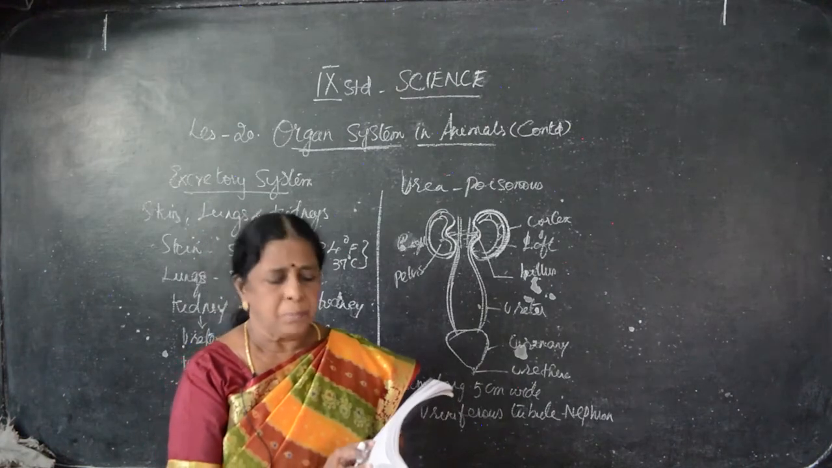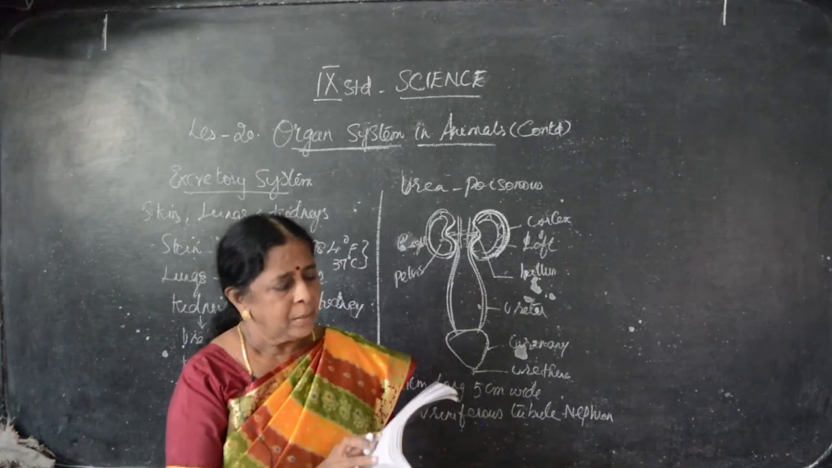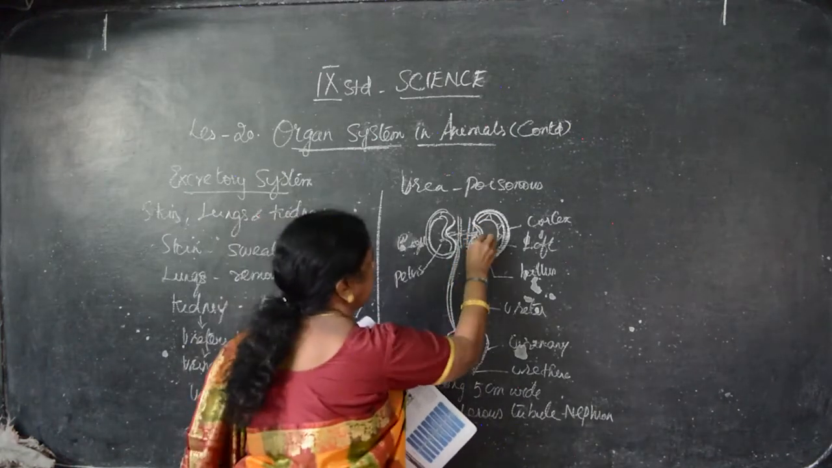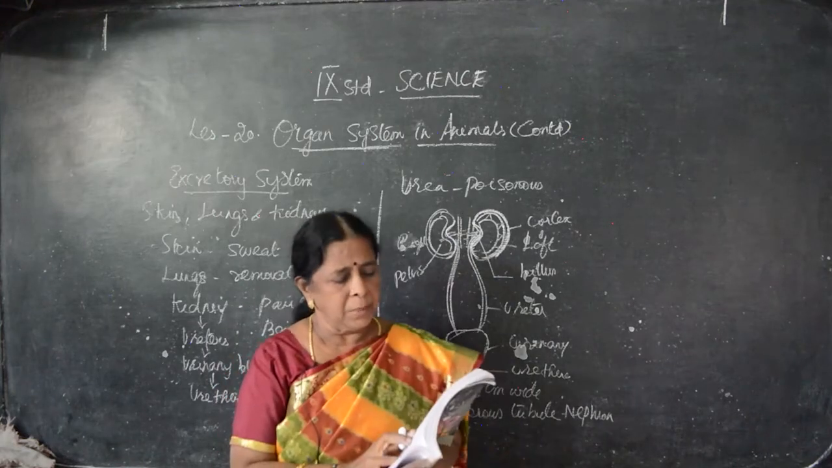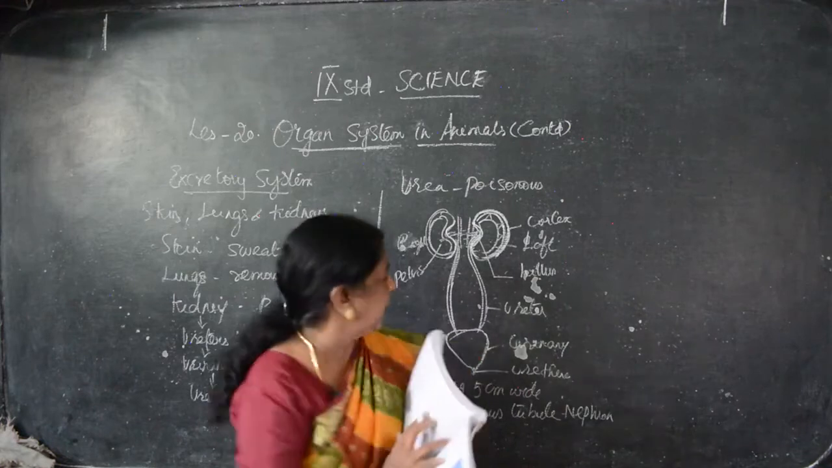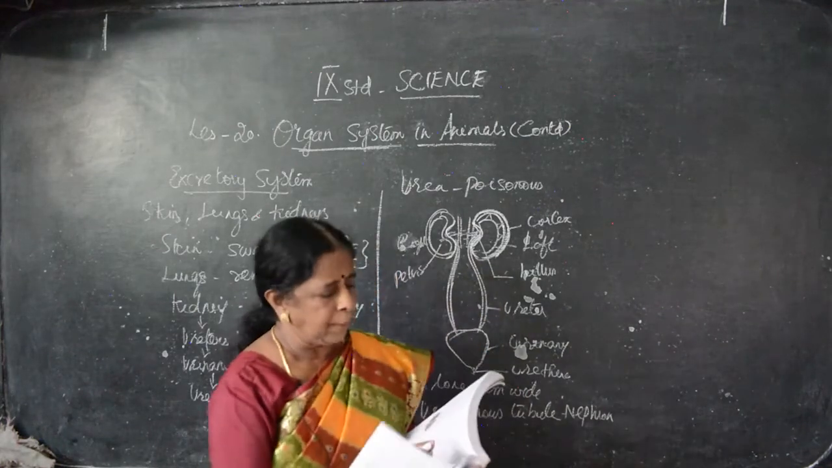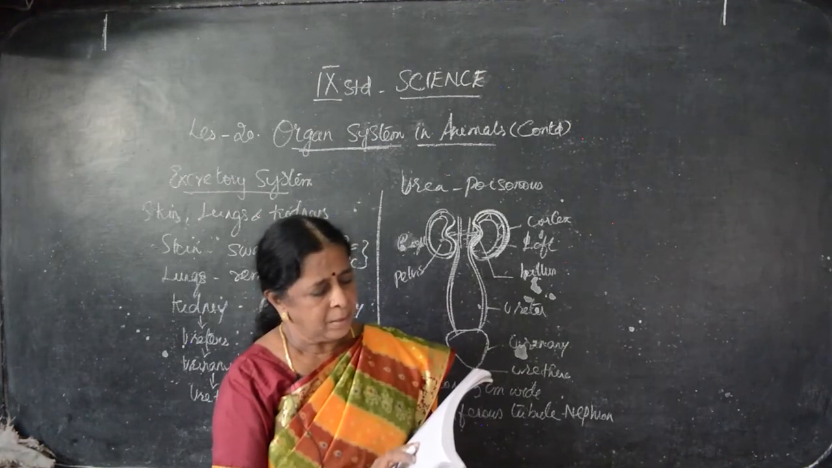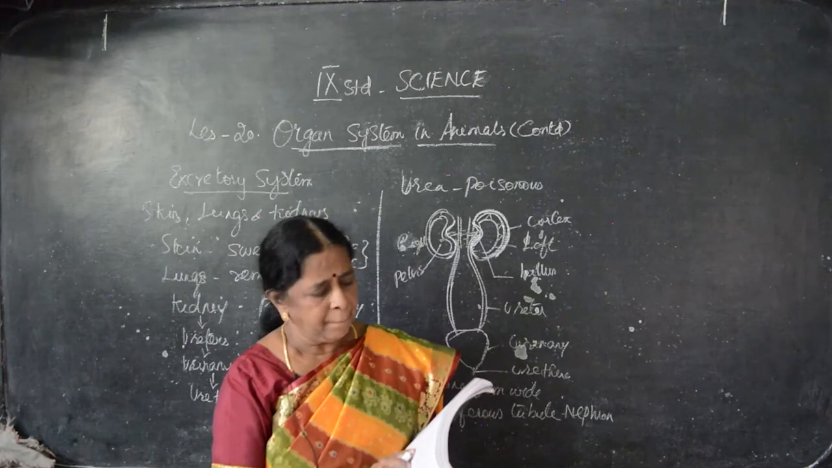It consists of conical masses, that is known as what? Pyramids. This is the hilum. This part is known as what? Hilum. The blood vessels pass through it, and it goes to the ureter. Ureters are thin muscular tubes emerging from the kidney.